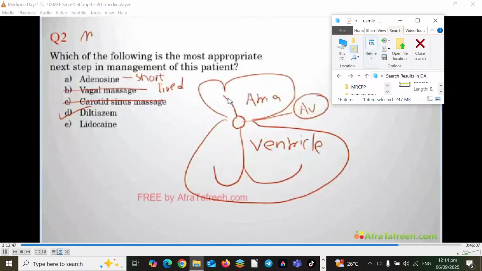Lidocaine is more used for ventricular rhythms. It is not used for arrhythmias originating in the atria. Lidocaine can control them, but it is not acting at the pathophysiologic level to control what we really want. What we want right now is negative chronotropic action, which is best achieved by diltiazem, or better, by beta blockers.